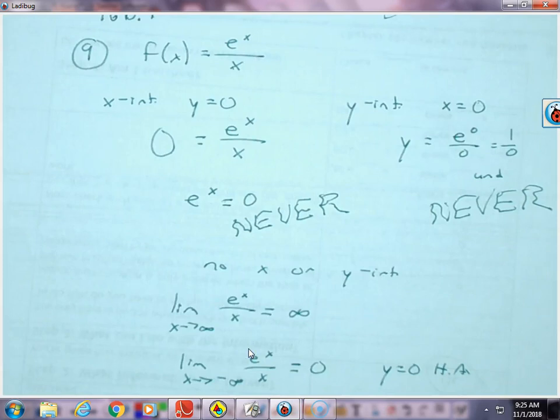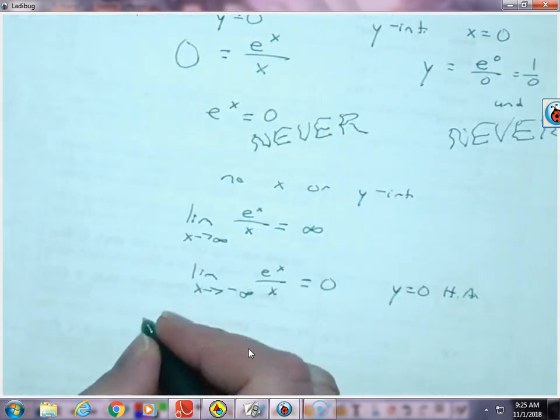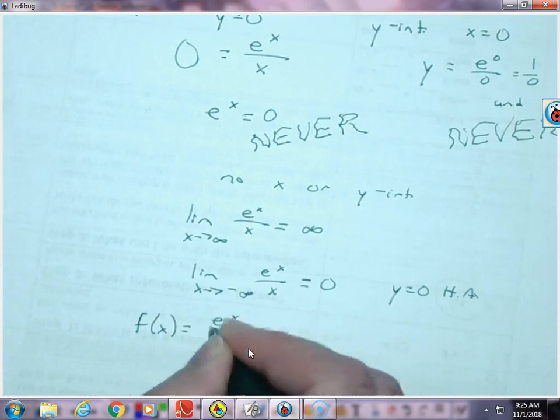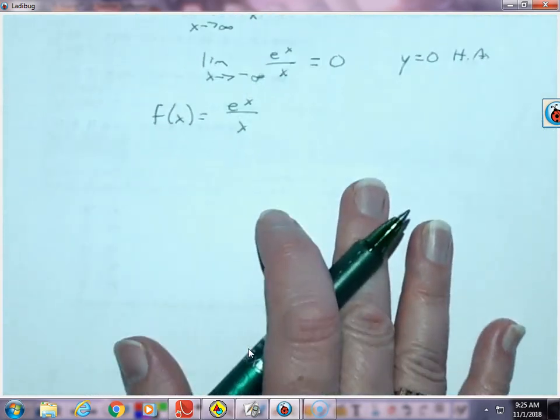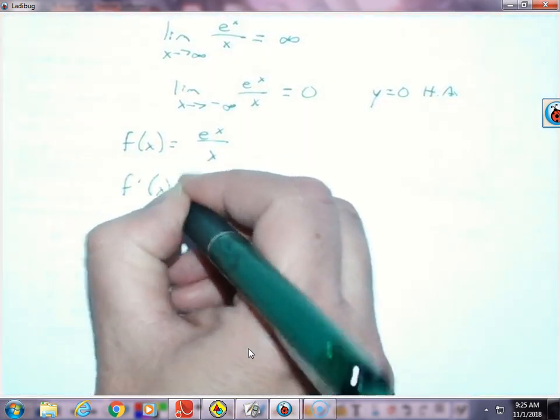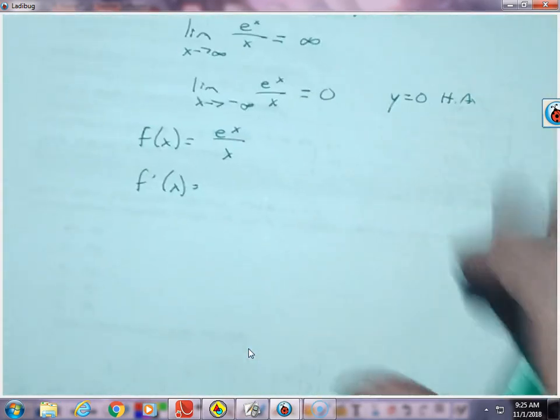Okay, so that's B. C says find and classify any stationary points. So that just means find out where the derivative equals 0. So I'm just going to write the problem again. It'll be on the right side of my paper, but I need the derivative. So what rule am I going to have to use? Quotient rule. So here we go.